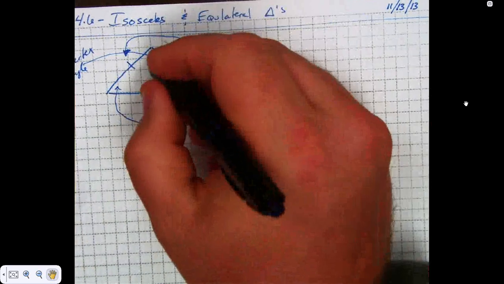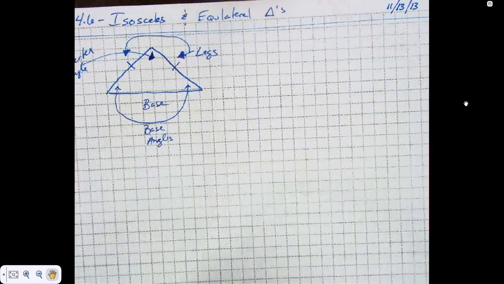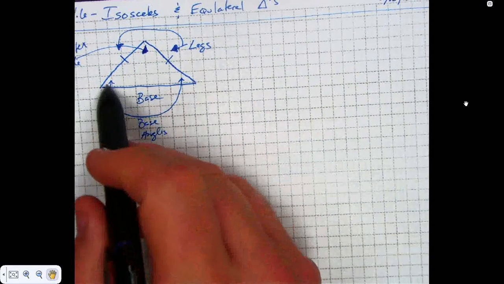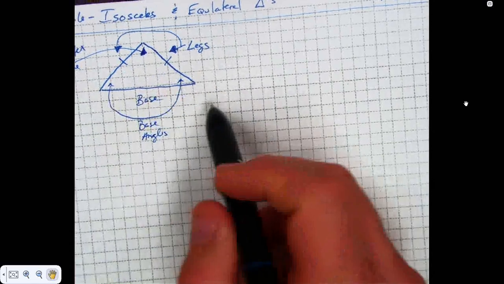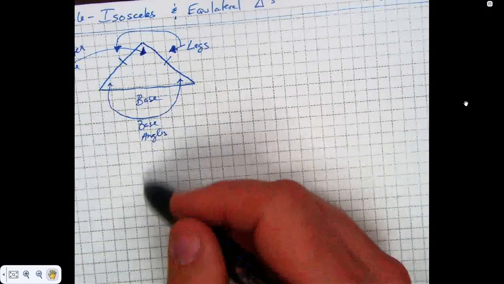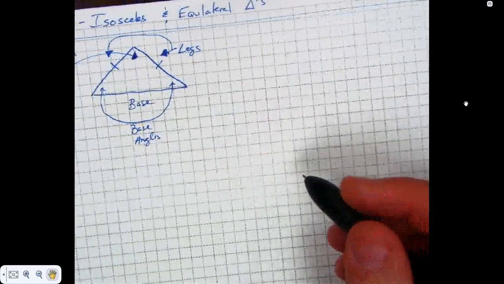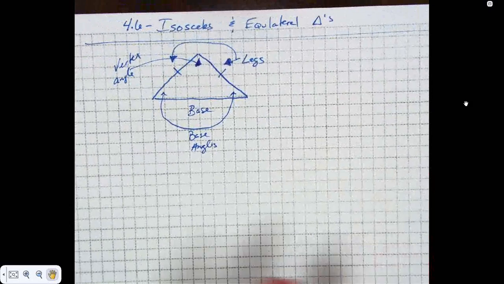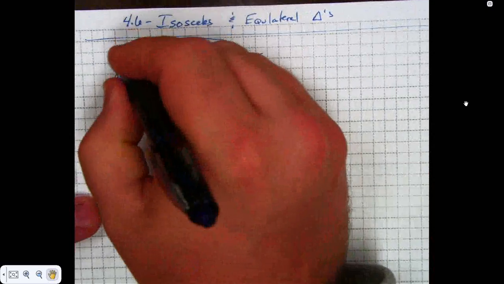So the vertex angle is where the two congruent sides meet, right? The two congruent sides are your legs. The two other angles are your base angles that together create the base. Put it that way. Vertex angle.